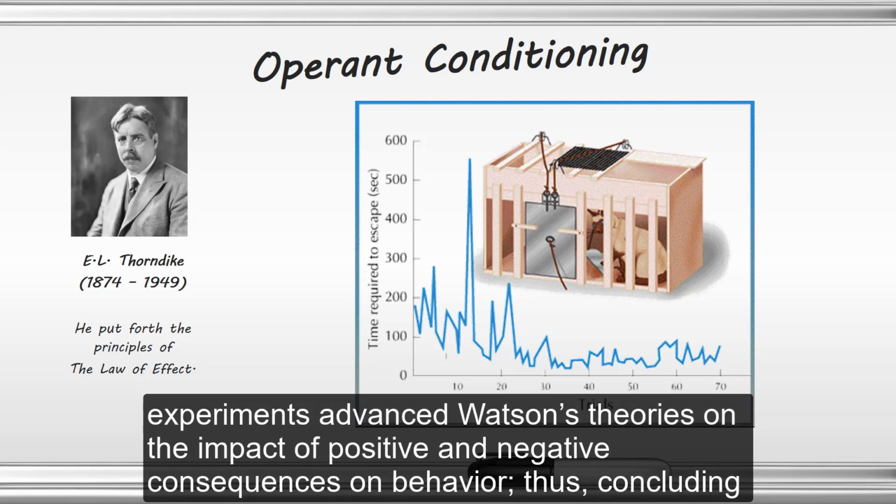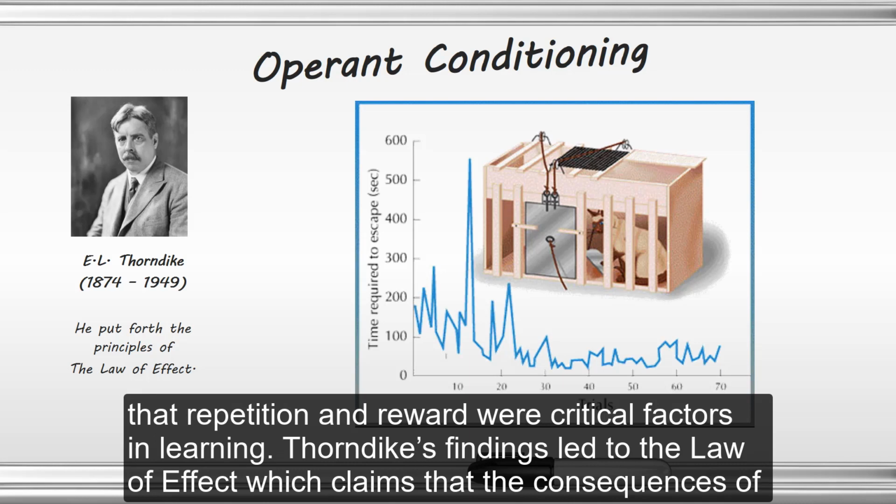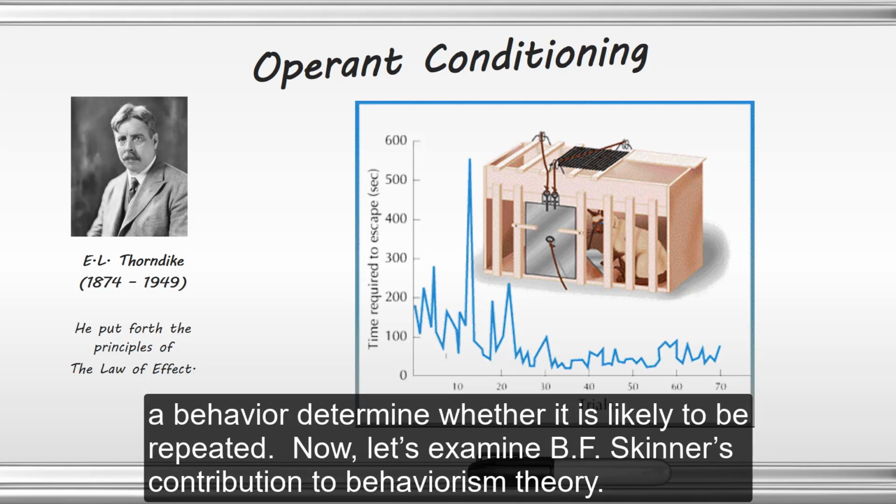His experiments advanced Watson's theories on the impact of positive and negative consequences on behavior, thus concluding that repetition and reward were critical factors in learning. Thorndike's findings led to the law of effect, which claims that the consequences of a behavior determine whether it is likely to be repeated.